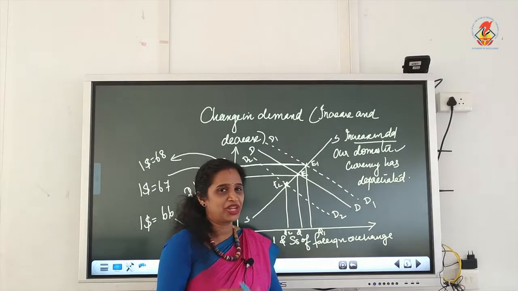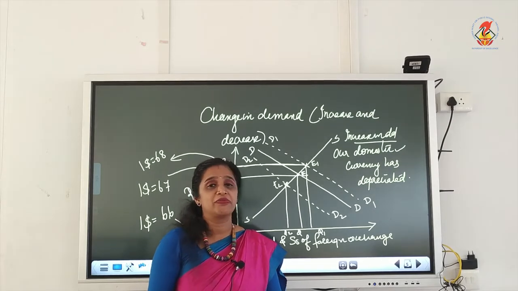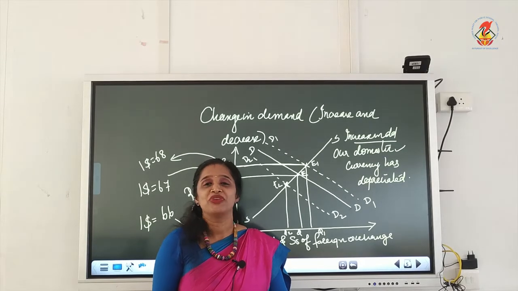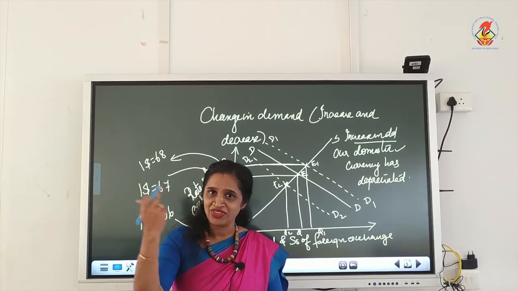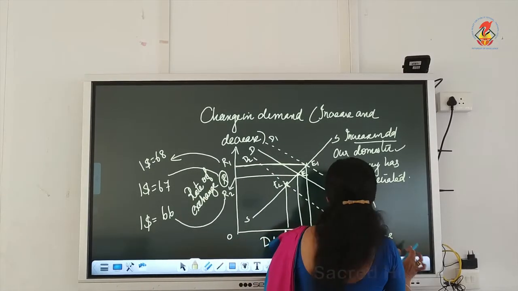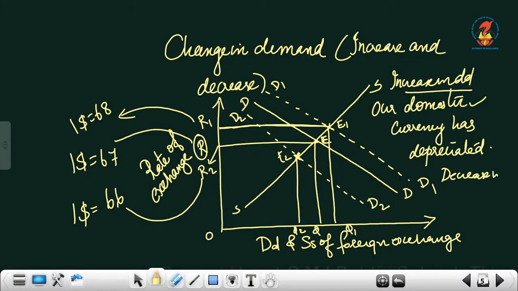What did you find here? The rate of exchange has come down. That means previously we had to give 67 when we buy something from USA. But now we need to give only rupees 66 for $1 when we are getting something from USA. That means our currency has appreciated and their currency has depreciated. So when there is a decrease in the demand, what will happen? When there is a decrease in the demand, it causes appreciation of Indian currency.